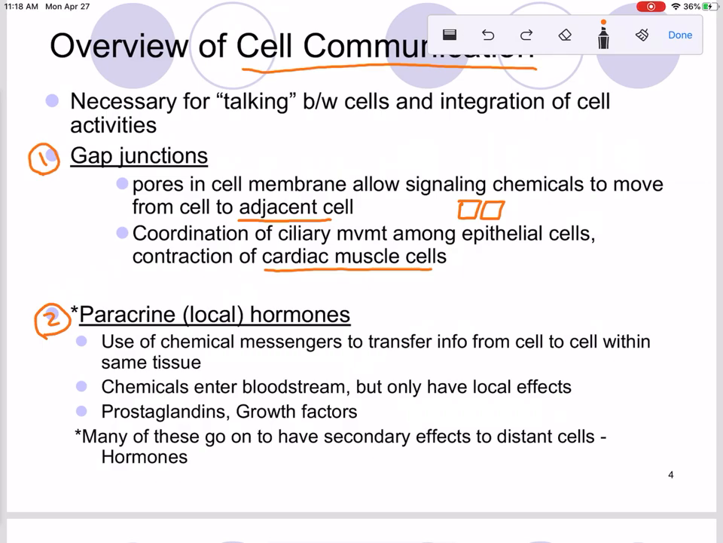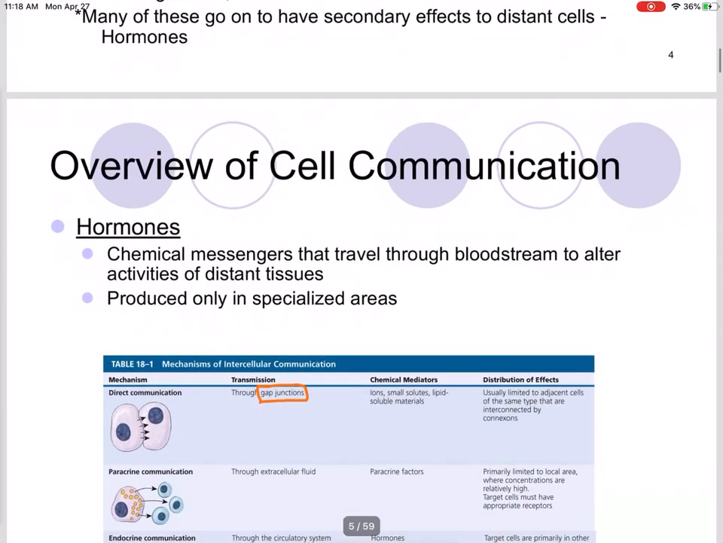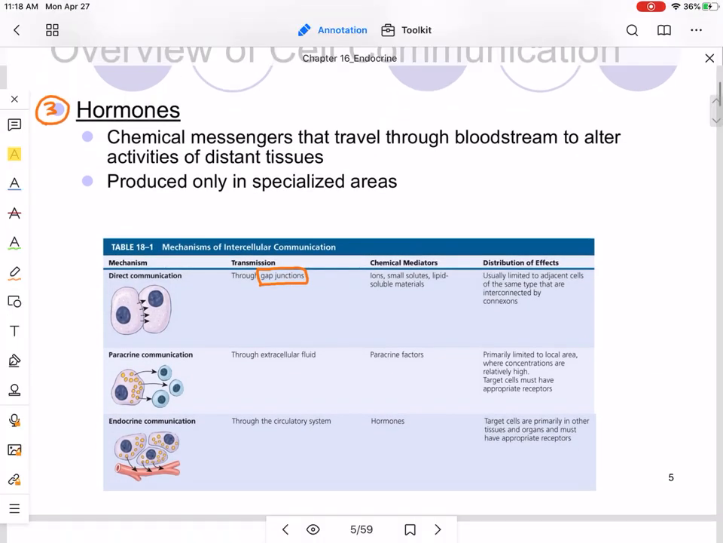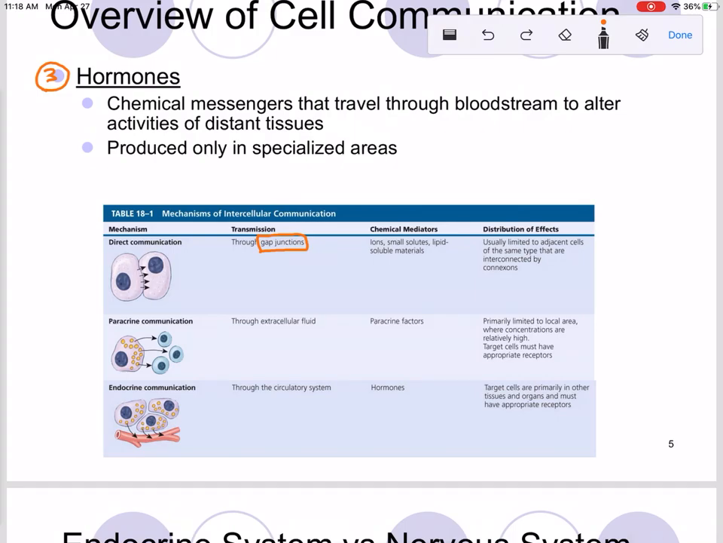All right, another way that cells can communicate to each other is through paracrine or local hormones. These are a little bit different from the hormones that we otherwise tend to think of, because that's our third way that cells can communicate. Let's use this table here, because I think it does a reasonable job. One way that cells can communicate is through gap junctions, and the cells pretty much have to be side by side. Another way is through paracrine or local hormones. And the third way is through our traditional hormone, for lack of a better term.